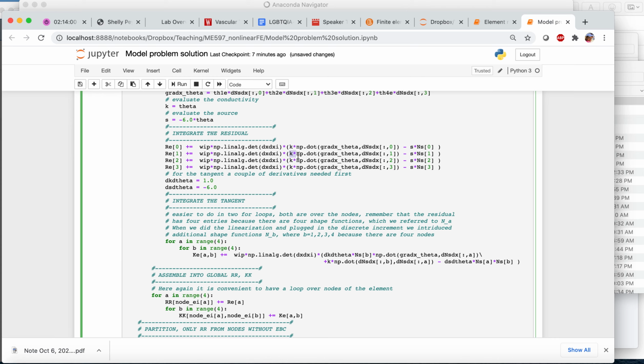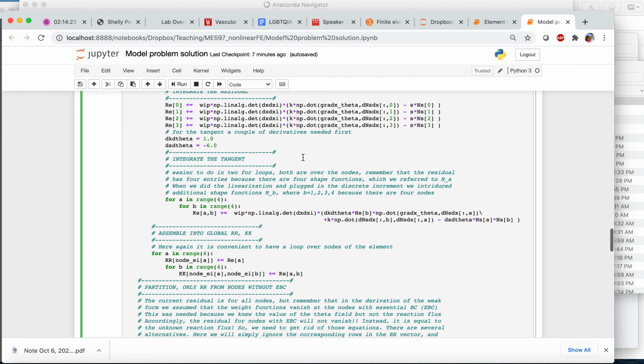And again here, k times the gradient of theta with respect to x times gradient of shape function 1, and then the source term times shape function 1, and etc. So this is basically just replacing the things that I have up there for the residual. For the linearization, I need to take a couple of derivatives, and then I need to evaluate this matrix.